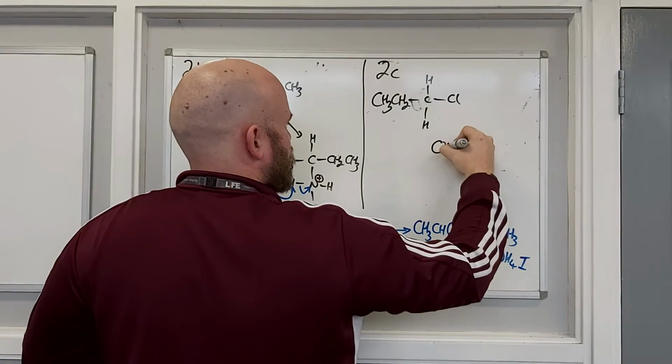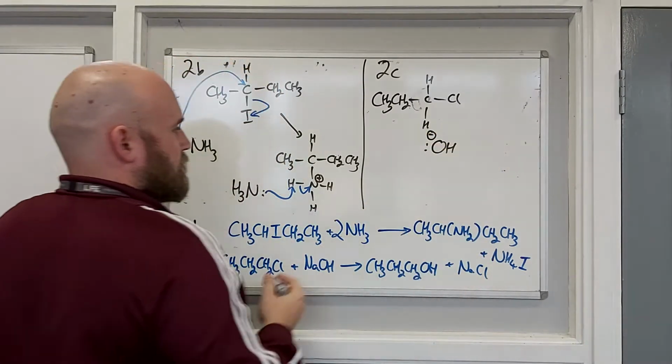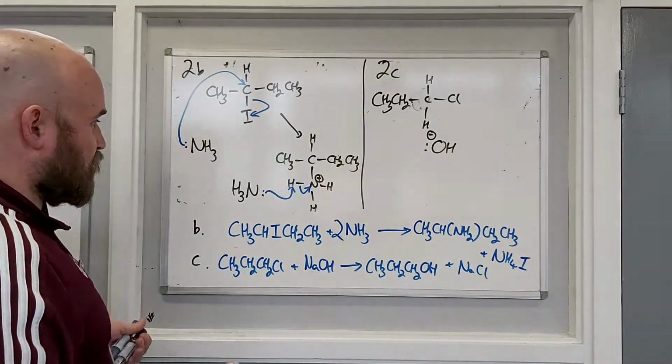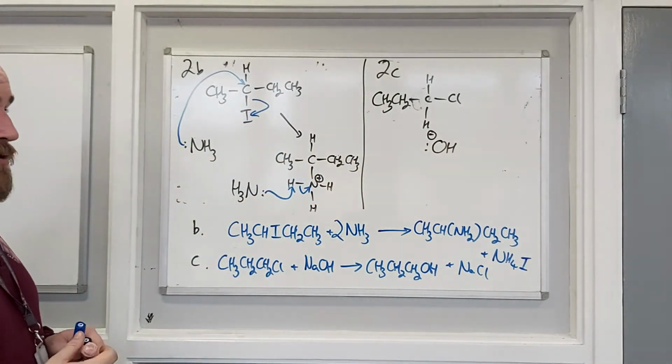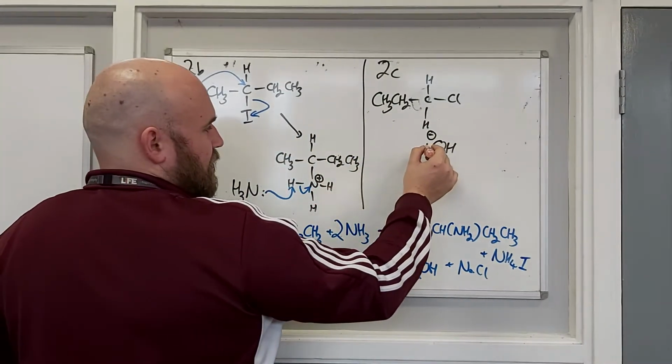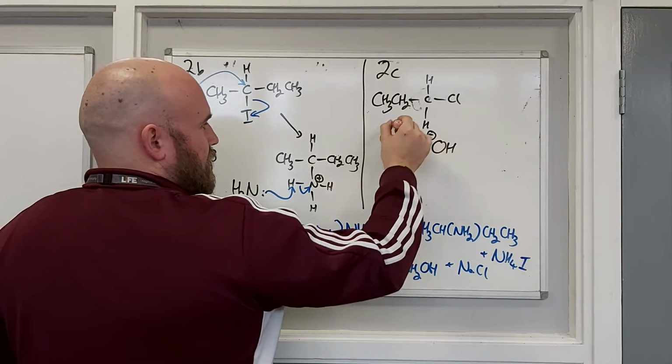Okay, and OH minus is our nucleophile. Charge on this one, so the ammonia, there was no charge. Hydroxide is an ion, so there is an extra electron and there is a proton within it, so we have to include it.